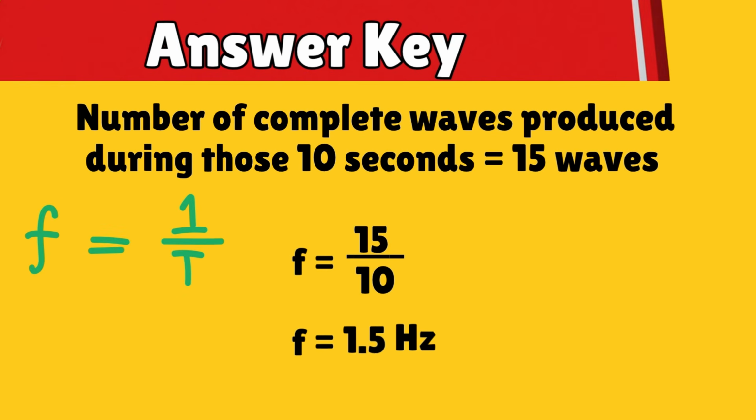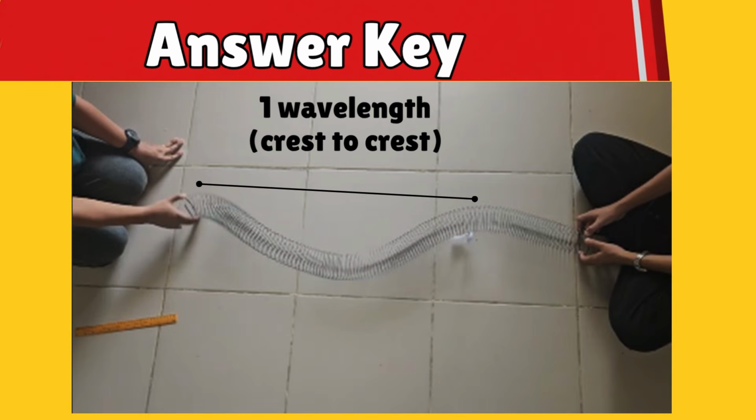Answer key. For our first task, the number of complete waves produced during those 10 seconds is 15 waves. Following our formula, F equals 15 over 10. We divide that and we get 1.5 Hertz. The unit for frequency is Hertz. It means that in every 1 second, the number of waves that pass through is 1.5. And as you can see, the wavelength is long.